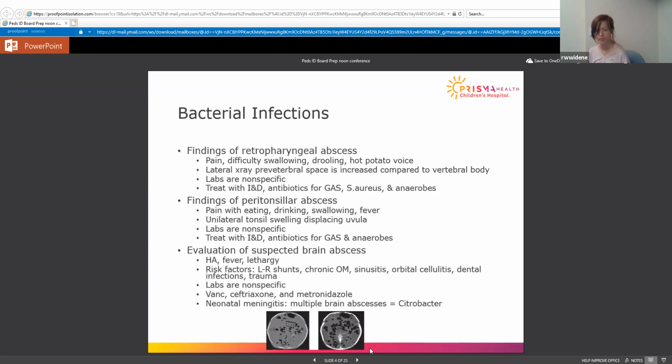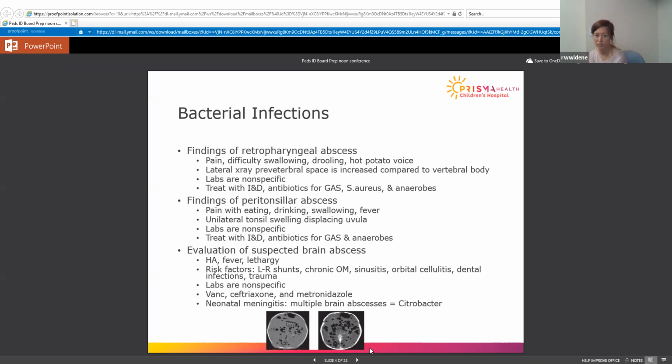Okay, brain abscess. This will definitely be on your boards. Headache, fever, lethargy. There are risk factors: if you have a cardiac left-right shunt, chronic otitis, sinusitis, orbital cellulitis, dental infections, or trauma. Clinically, we see these almost all the time in otherwise healthy African-American boys ages 10 to 14. So if a kid comes in with a headache and a history of allergies, you want to definitely think about this.